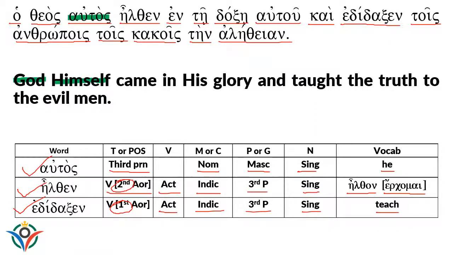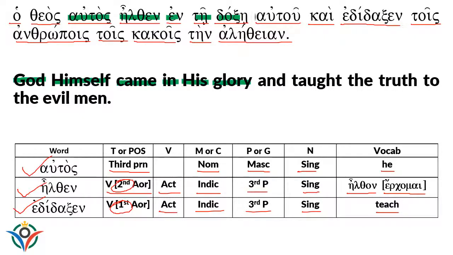And then we have Eilthen, which is "I come," but now it's the second aorist, so we need to translate it as a past action with a perspective as looking at it as a whole. So we translated, God himself came in te doxe, in his glory.